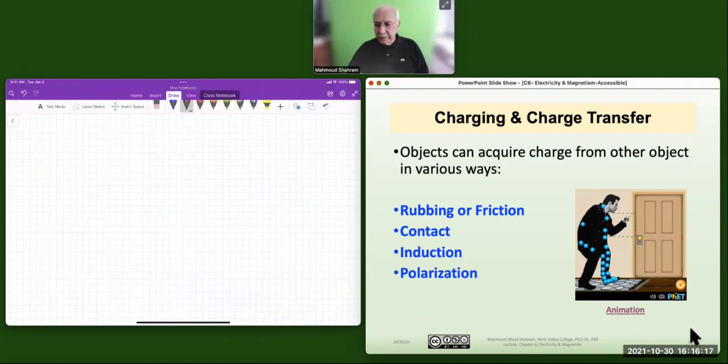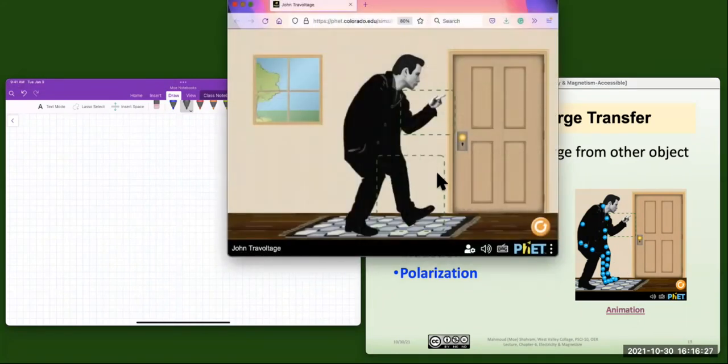Let's look at this animation. As you can see, just by rubbing your foot on the floor of a carpet here, you are acquiring these negative charges. And those charges distribute themselves on the surface of your body quickly, okay? And you may have experienced this. When you try to touch the knob, you get a little zap. That's basically charging by contact and friction.